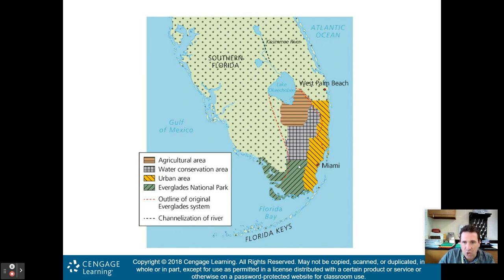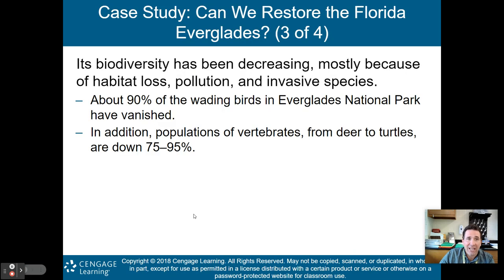So to make a long story short, this is Everglades National Park now, but if you look at the red, this was the original Everglades system, ran all the way up to Lake Okeechobee and all the way down here. So all of this here, Miami, et cetera, was part of the original Everglades system. But again, because of water being diverted, it basically dried up the Everglades and only left this little area down here. So that was made into a national park so that you can't develop there, but you can just notice how much smaller the Everglades are now compared to what they were before development occurred in southern Florida.